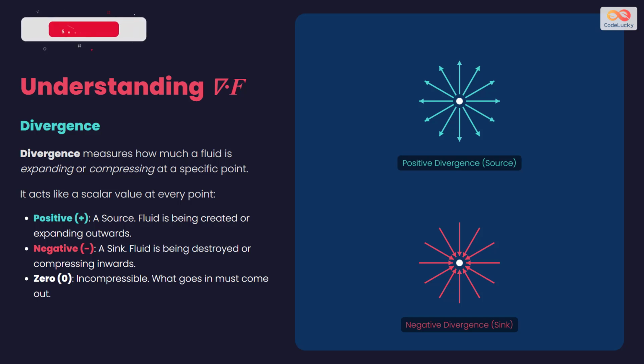Now, what is del dot F? This is the divergence. It tells us if a specific point is a source or a sink. Positive divergence means fluid is being created or expanding outwards from that point. Negative divergence means it is compressing or disappearing.